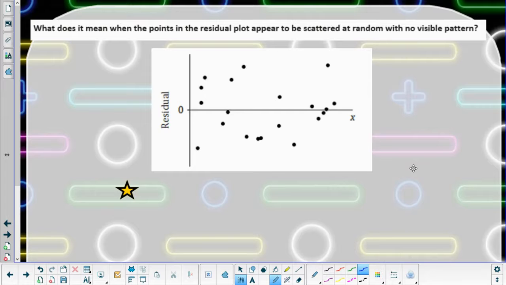What does it mean when the points on the residual plot appear to be scattered at random with no visible patterns? They're kind of all over the place. Well, first off, we know, again, all of our points are far away from our x-axis, far away from 0. So this is not a good fit. But we also know it is linear. Linear functions are kind of more scattered, but because they are not all really, really close to the x-axis, it's not a good fit. They're just too far away from what we want.